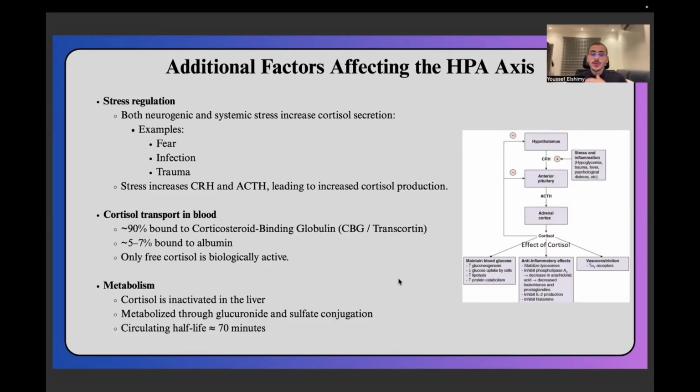One thing to note is that cortisol, since it's hydrophobic or lipophilic, needs to be bound to proteins. 90% is bound to CBG or transcortin, and 5 to 7% is bound to albumin. Only the free part of cortisol is biologically active, and this is what we measure in labs, like in salivary cortisol. Regarding metabolism, cortisol is inactivated by the liver through glucuronide and sulfate conjugation. Its circulating half-life is around 70 minutes.